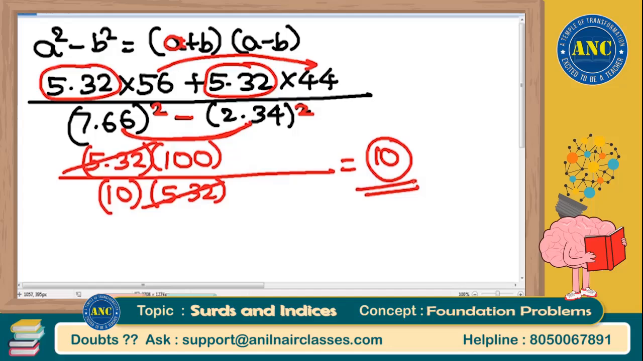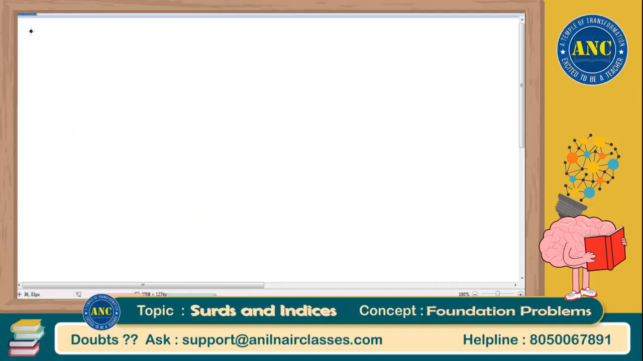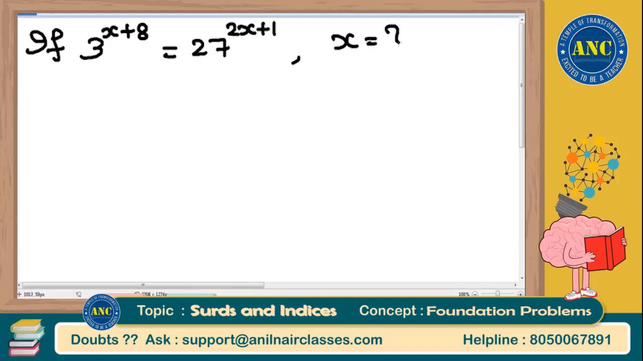Answer for this question is 10. I hope the idea is clear. Suppose another question: if 3 power x plus 8 is equal to 27 to the power of 2x plus 1, find the value of x.